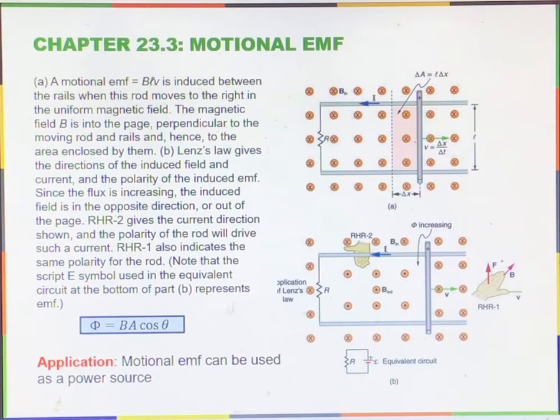All right. One application of motional electromotive force is that it can be used as a power source. As you can see here, you have a magnetic field going into this loop, but as this wire is moving to the right, the area of the loop is changing. Because the area of the loop is changing with time, the magnetic flux is changing with time, and this will induce a current that flows in the counterclockwise direction.